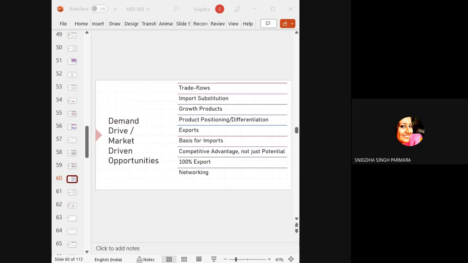So there are a lot of 100% export oriented units which are being set up in the country. So there are a lot of regulations that they have to follow. There are compliances of DGFT, Director General of Foreign Trade, and they can think of venturing into it.